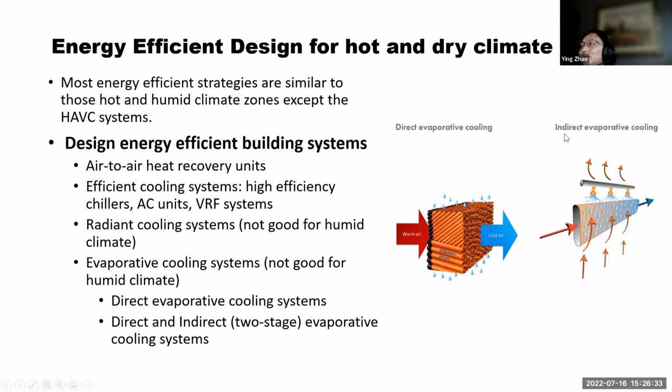And there is also indirect evaporative cooling. So air goes through the inside of a device, and the evaporative cooling just occurs outside. So the air is cooled there, and it won't absorb the humidity from the water that evaporated. So if you want to maximize the effect, you can combine the indirect and the direct evaporative cooling.